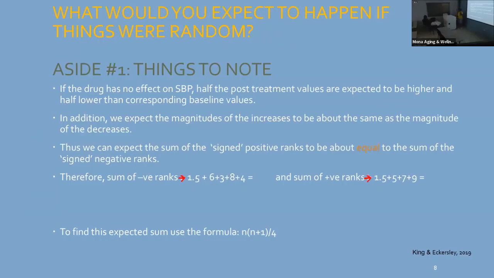Thanks for even pointing that out. How do I get one? Alright, so examination happens. When you have for the negative rank, 1.5 plus.